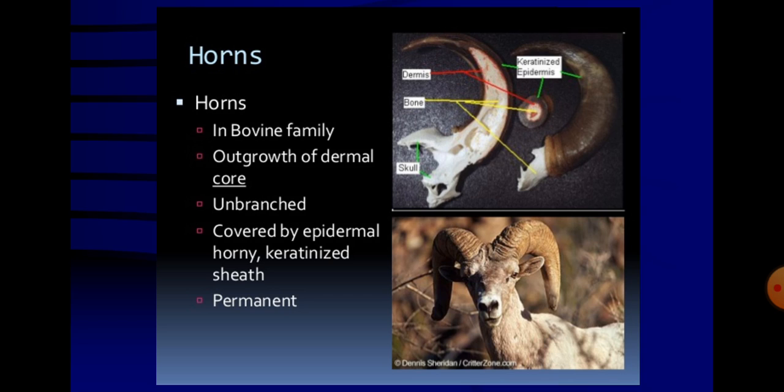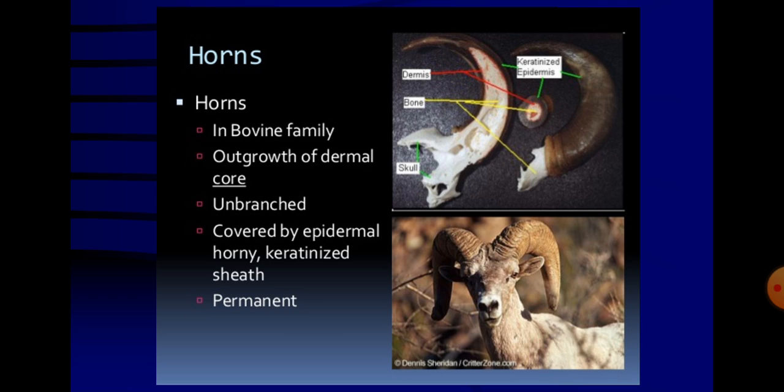Horns, horn means hollow. They are found in the bovine families: goat, sheep, nilgai, rhinoceros. They have these horns, and these are outgrowths of dermal core. They are unbranched, whereas antlers have branches and tines, and horns are unbranched and hollow from inside. They are covered by epidermal horny keratinized sheath, and horns are permanent. They do not shed. If they are broken, they will stay broken.